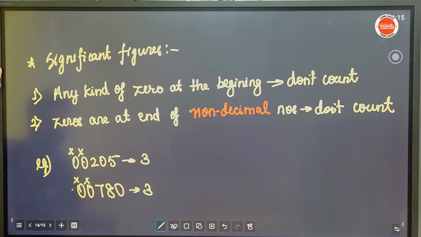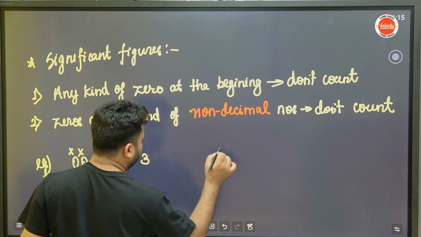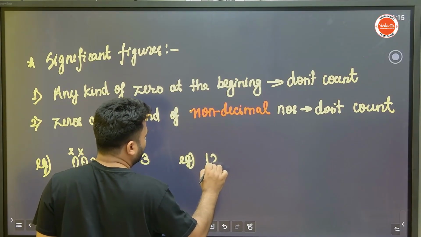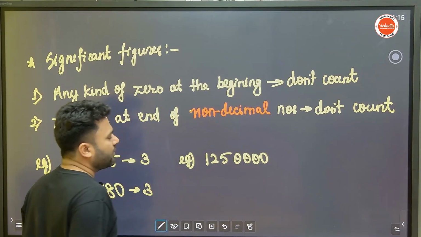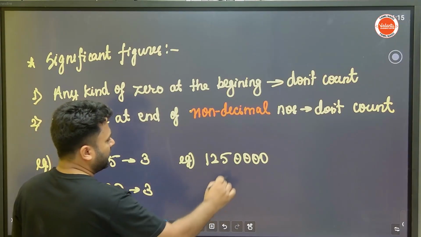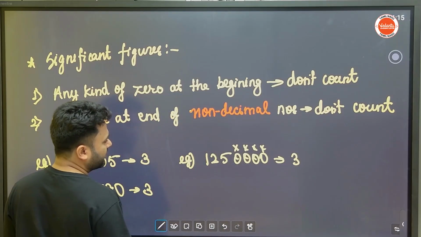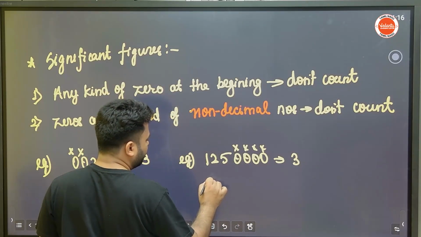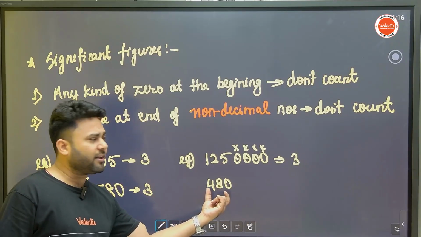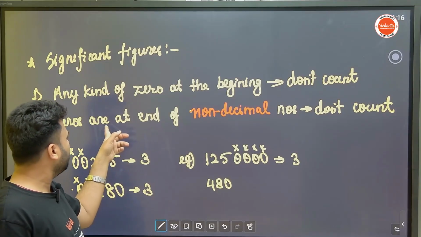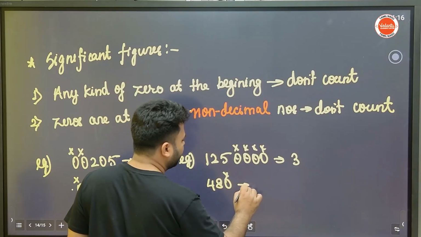Correct. Second point, if zeros at the end of non-decimal number, suppose there is non-decimal number, example 125. This is a non-decimal number and zeros are at the end. Don't count this. So this will be 3 significant figures. If someone gives like this 4480, how many significant figures? So this is non-decimal number. So if zeros are at end of non-decimal numbers, don't count. So don't count this. 2 significant figures.